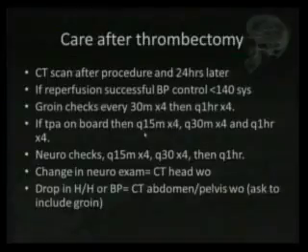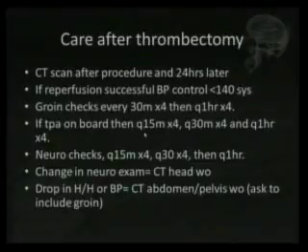We're going to do groin checks every 30 minutes for 2 hours, then every hour for another 4 hours. And that's if there's no TPA on board. If there's TPA on board, then we're going to do that more often because there's increased chance of bleeding from the access side. So we're going to do every 15 minutes for an hour, then every 30 minutes for 2 hours, and an hour after that.